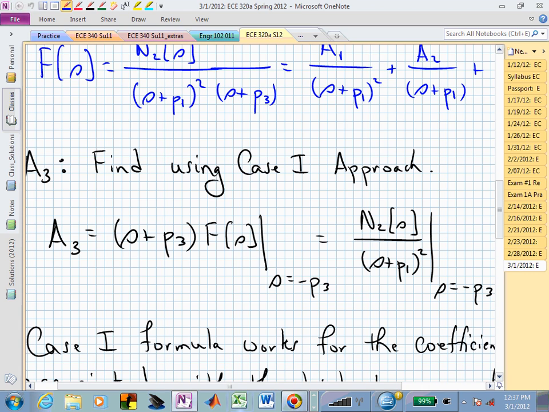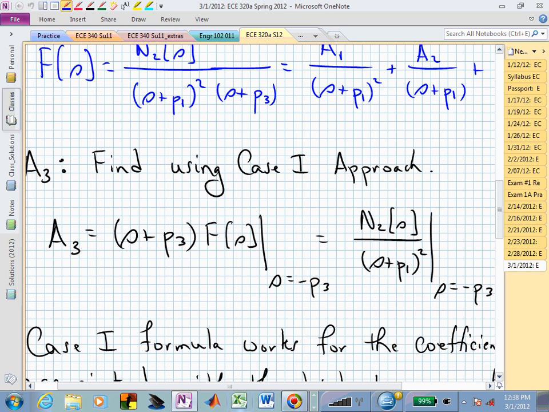Everywhere you see an s, you replace that s with a minus p sub 3. That will give you the a sub 3 coefficient. And if p sub 3 was complex, you could expect a sub 3 to be a complex number. But if p sub 3 is complex, what do you know should be the case in a given transform?